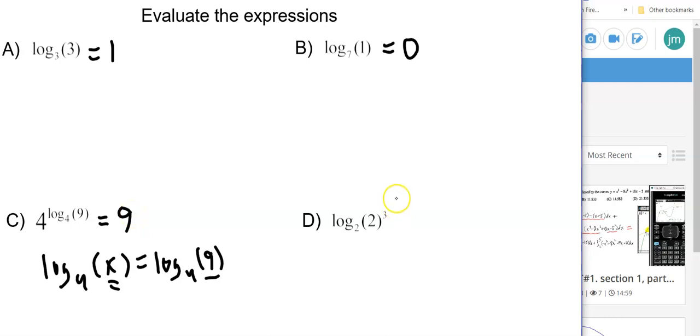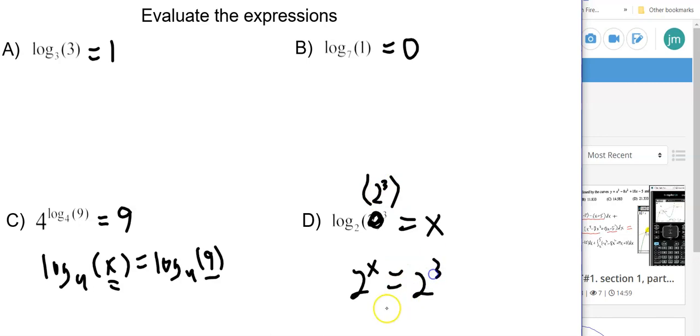Okay, and this one, you might just see the property. Again, if you saw the property, you might just go, oh, the answer is 3. If you don't see that, you can always just put equals x here and change the form. This would be 2 to the x equals the other number. This should have been written as 2 to the third inside of there. So 2 to the third, so x must equal 3. It's probably obvious at that point. So x is equal to 3 there.